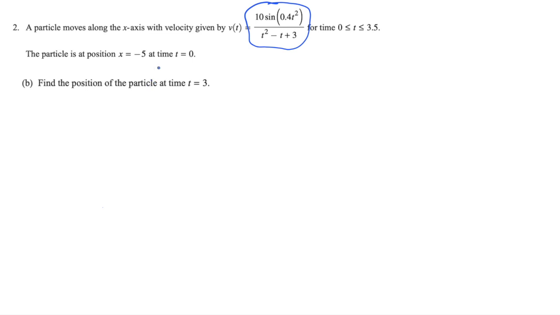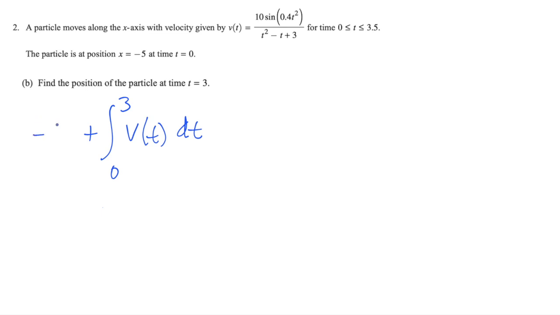So if the velocity is the derivative of the position, then the position is going to be the integral of the velocity. So basically what we need to do is integrate the velocity from 0 to 3, because we want to find the position at 3. And since we know that the position at the beginning is -5, we need to add it to -5. So -5 is the position at the beginning, and this will give us the position at 3.